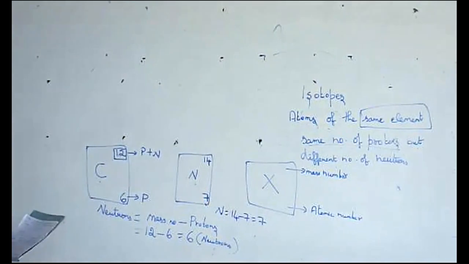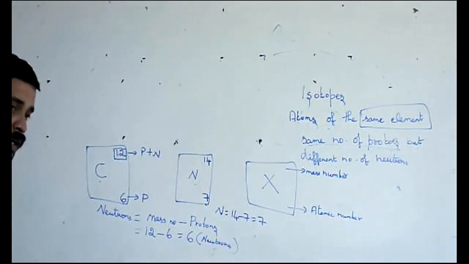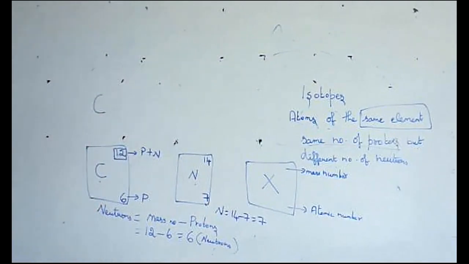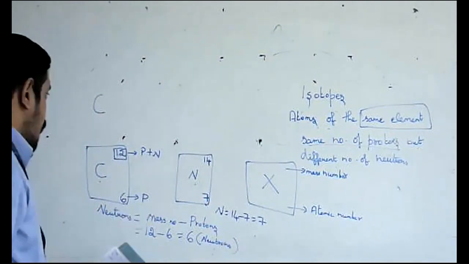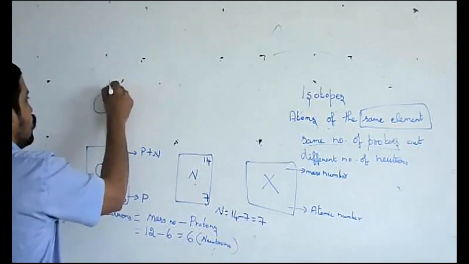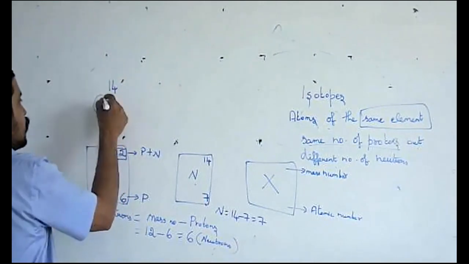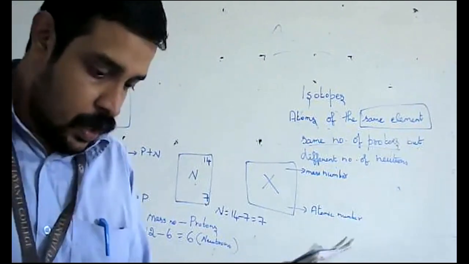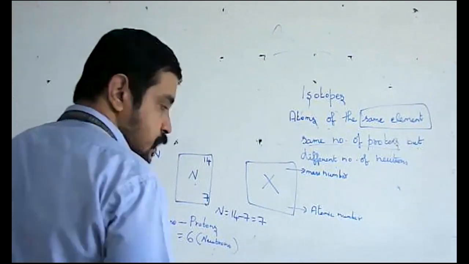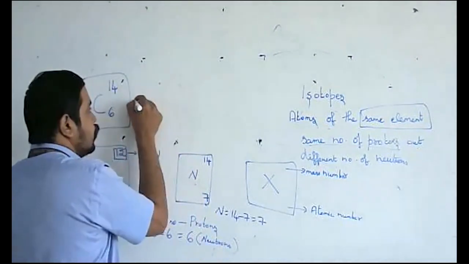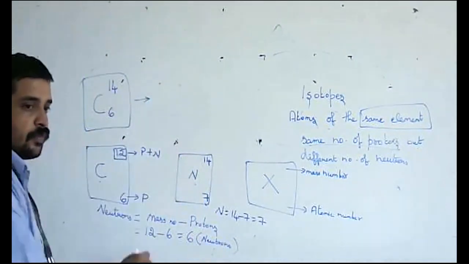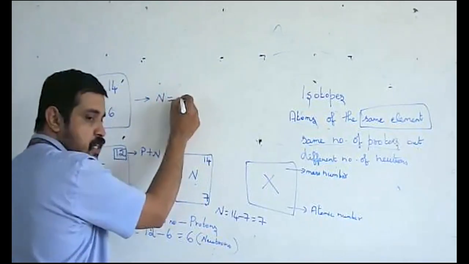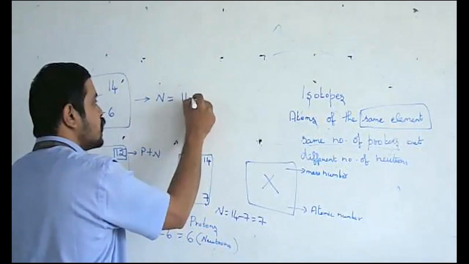Now, let us go with another example. I'll write another example here. We'll take another carbon, with mass number and atomic number 14 and 6. Now if you calculate the number of neutrons here, it is mass number minus proton number, 14 minus 6.